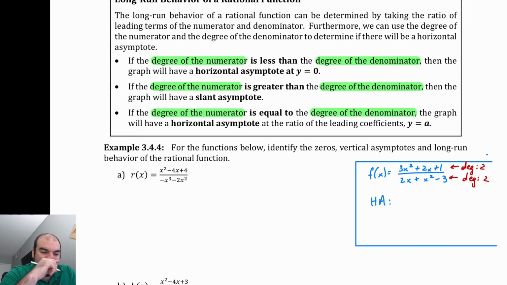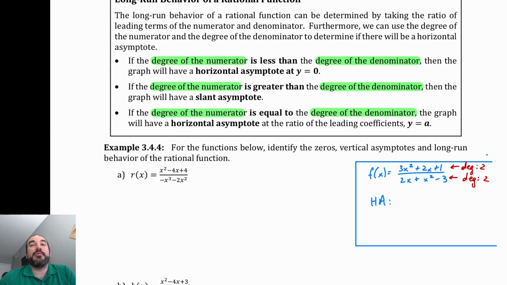Degree 2. So we see that they're the same, right? They're equal to each other. So we're in this third bullet point case here. If the degrees are equal, then the horizontal asymptote is going to be the ratio of the leading coefficients. So we need to find the leading coefficients of each polynomial.